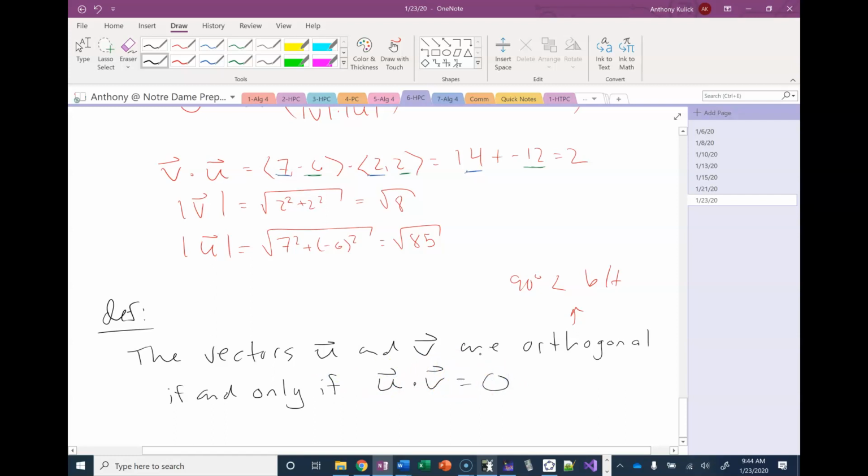So we can say that two vectors are orthogonal if and only if there is a 90-degree angle between them. We just said it aloud. If and only if their dot product is 0.